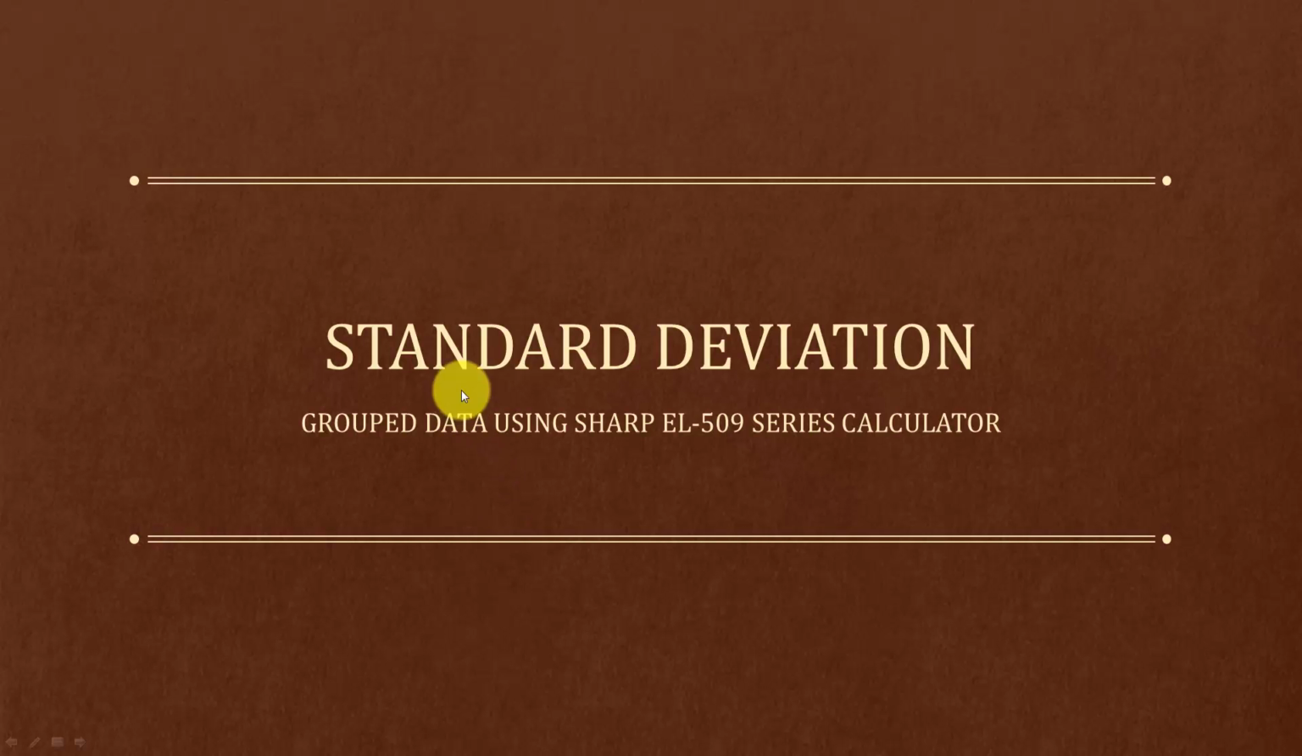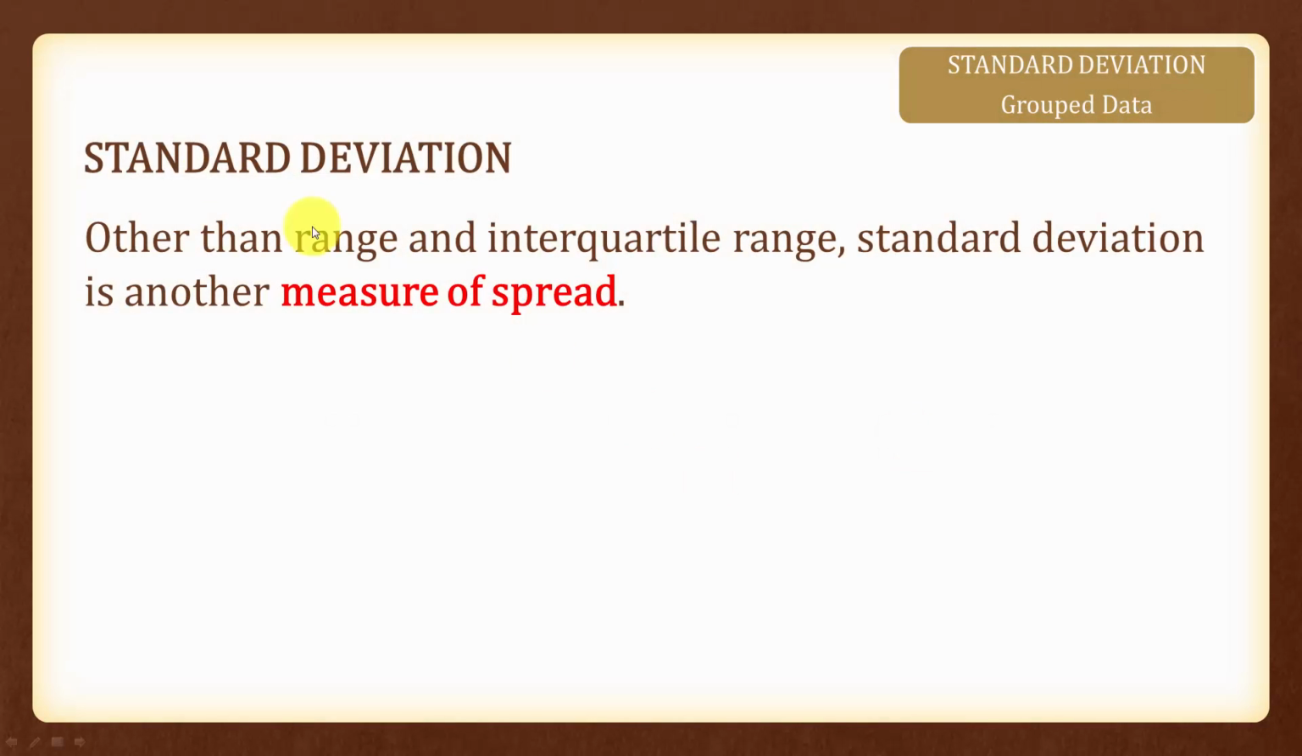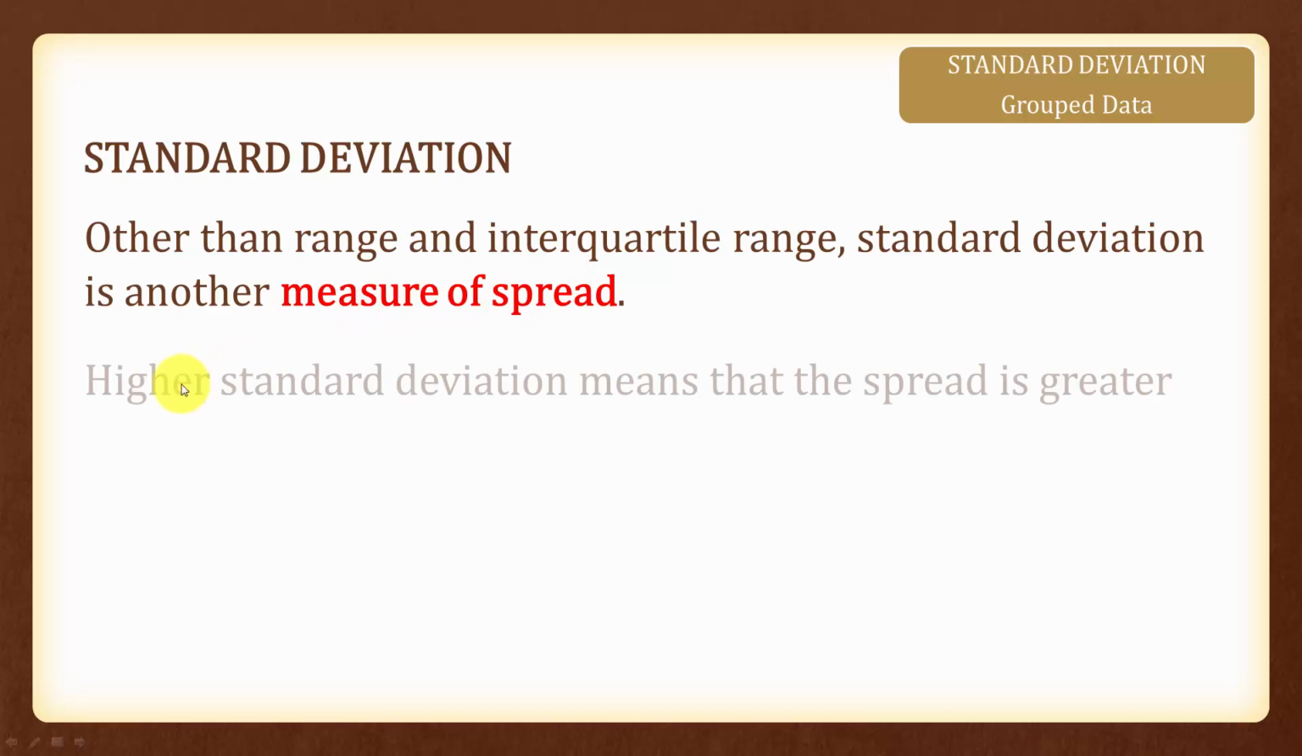In this topic, we'll learn how to find the standard deviation of group data using Sharp EL509 series calculator. What is standard deviation? Similar to range and interquartile range, standard deviation is another measure of spread. For instance, higher standard deviation means that the spread is greater.